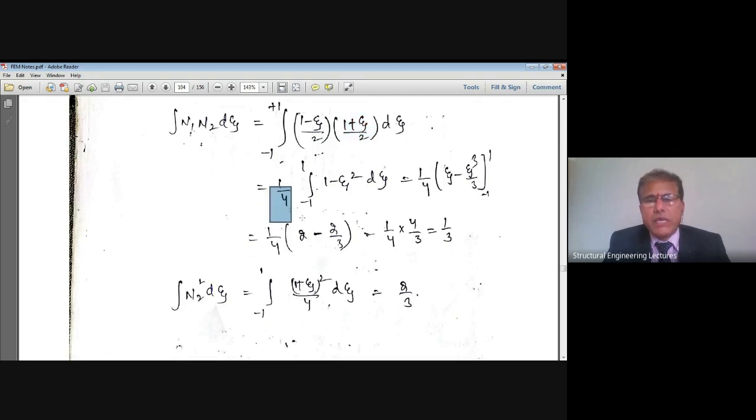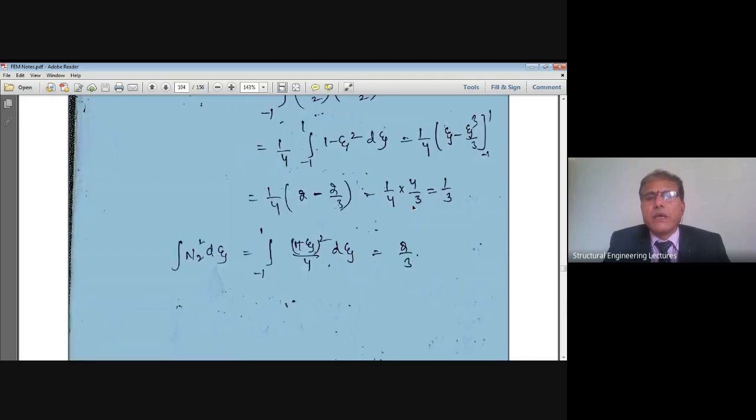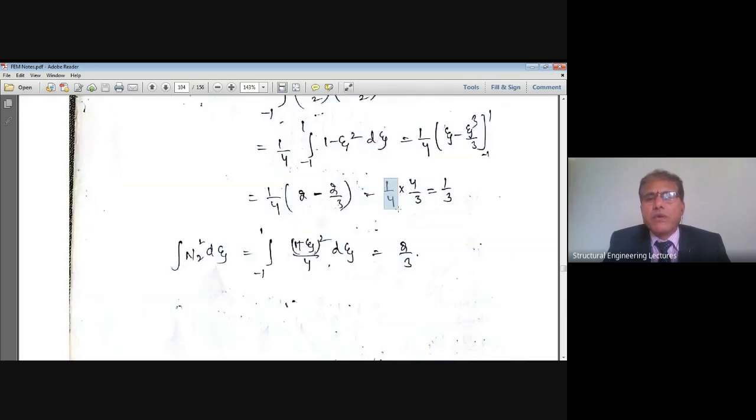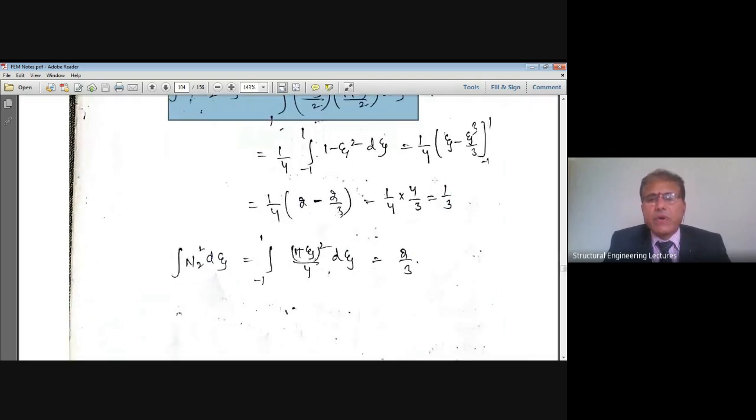That 1 by 4 is taken out of the integration, and its integration is xi minus xi cubed by 3 from minus 1 to plus 1. If I substitute the lower and upper bounds, I get 4 by 3 operated upon 1 by 4. Hence, that gives only 1 by 3. Hence, the integral of n1 n2 dxi is 1 by 3.